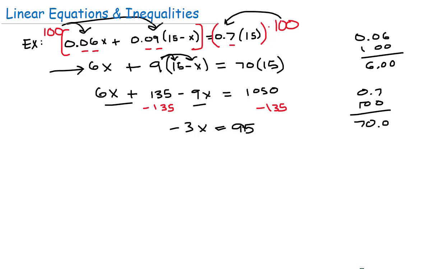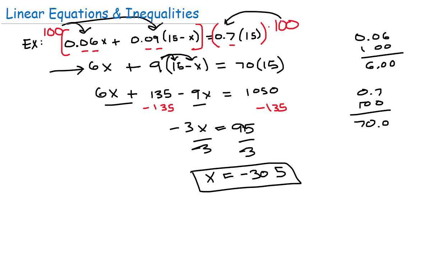915. And then last step, divide by negative 3. And so we get that x is equal to negative 305. And so we could check and plug that in, and we'll see that that one actually does work out as well.